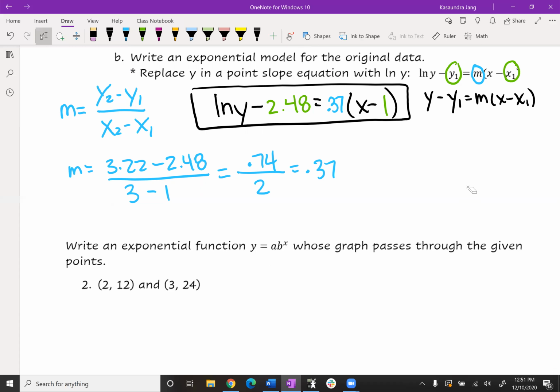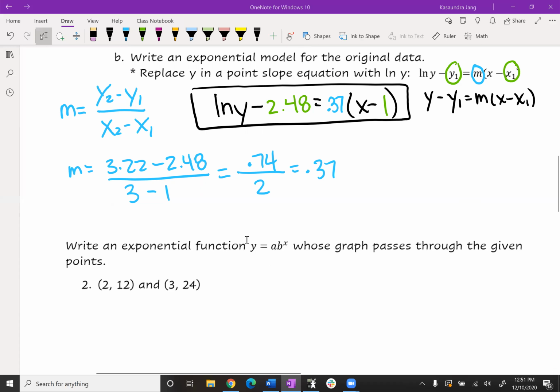Oh, Jonathan, you're good. Okay, so I'm gonna look at number 2 and number 3. So write an exponential function whose graph passes through the given points. This should be very similar to what we did yesterday. And so (2, 12) and (3, 24). If you really want to, you can plot it on your graph. Here's my 1, 2, all the way up to a 12.